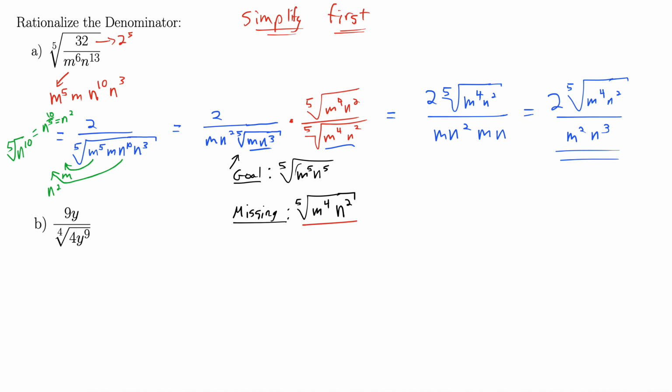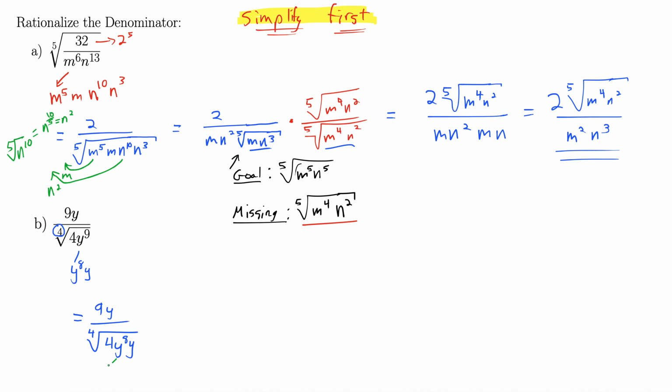Let's look at b. It's tempting to jump right in and start rationalizing the denominator, but remember, we want to simplify first. Highlight that. Simplify first. How can we simplify this? We want to find powers that are divisible by 4 because our index is 4. So let's break that down to y to the 8th times y. This gives us 9y up top over the fourth root of 4 y to the 8th times y.